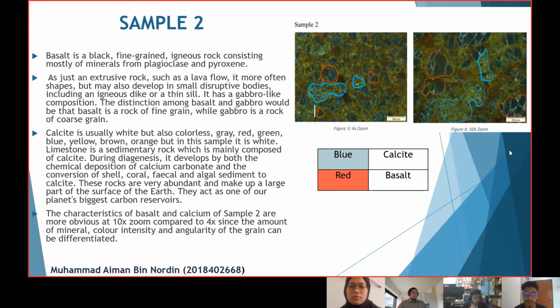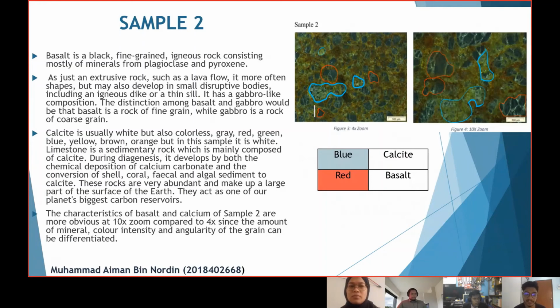Sample 2, if you can see in the image, the blue circle is determined as calcite, while the red circle is considered as basalt. So, for sample 2, we can observe that basalt is a black fine-grained igneous rock consisting mostly of minerals from plagioclase and pyroxene.